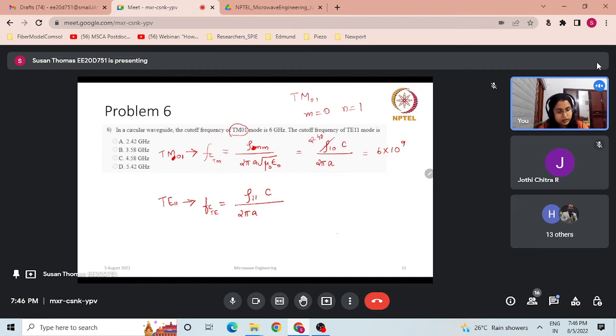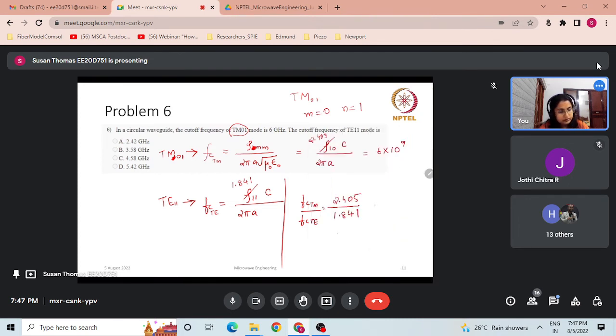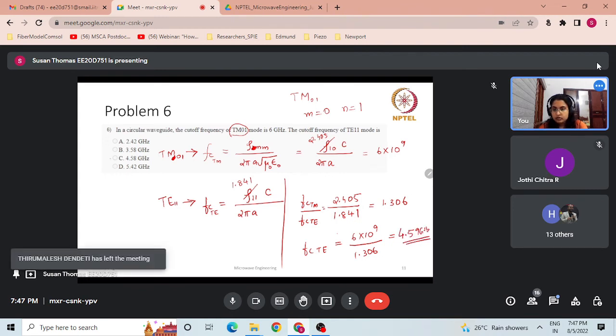So this is going to be 2.405, and solving this, rho 11 is basically 1.841. So 2.405 divided by 1.841. If you take the ratio of these two, say FCTM divided by FCTE, you get 1.306. So from that, I can say what is FCTE. That will be FCTM, that is 6 into 10 power 9 divided by 1.306, which will be 4.59 gigahertz. So this is option C.